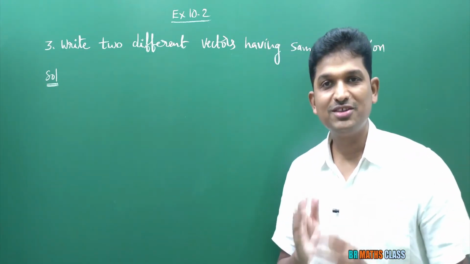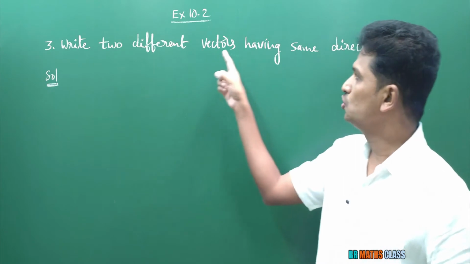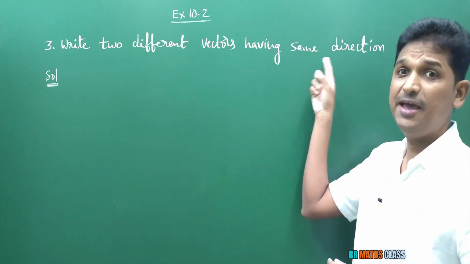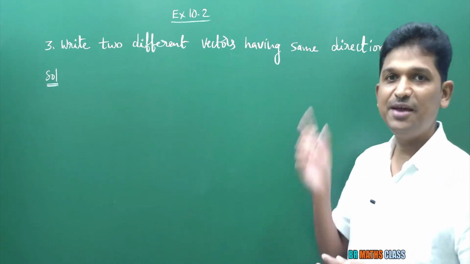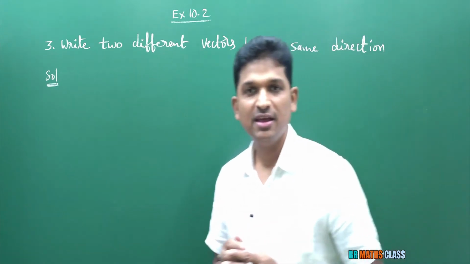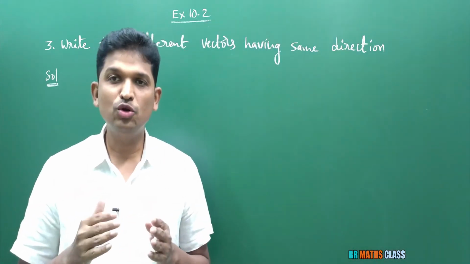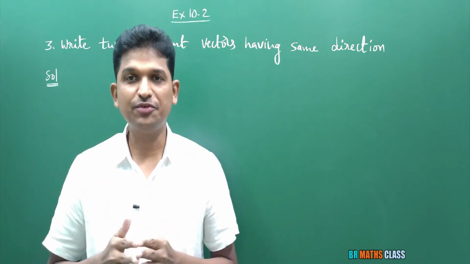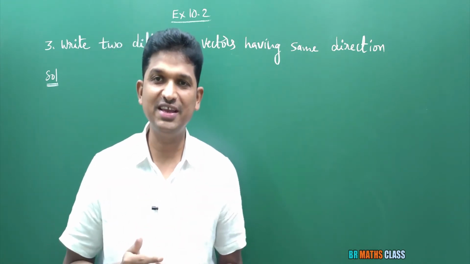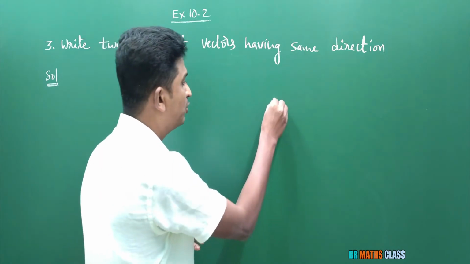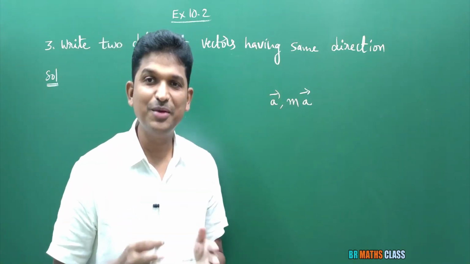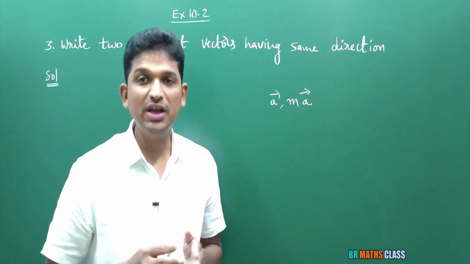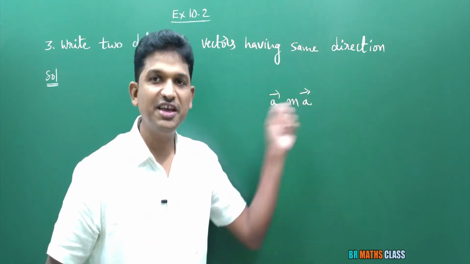You observe this question number 3. Write two different vectors having the same direction. The vectors are different, having the same direction. Okay. To do this, if you have knowledge of scalar multiplication of a vector, you can write this answer very easily. What do you know about a bar, m a bar? In scalar multiplication of a vector, you learn this point, m a bar.